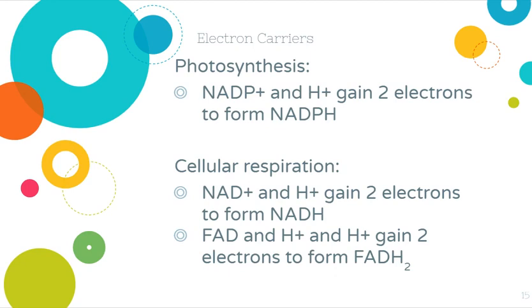But in cellular respiration, we have 2. Notice how diabolically similar they are. NADPH and NADH. So close, yet different. But same overall idea. We're going to gain 2 electrons to form NADH, and then we've got this other one where an FAD and 2 hydrogen ions are going to gain some electrons. So the idea here is these things are electron carriers that are going to take electrons from one place and dump them somewhere else. So when you see this come up in class, now you'll know what we're talking about.